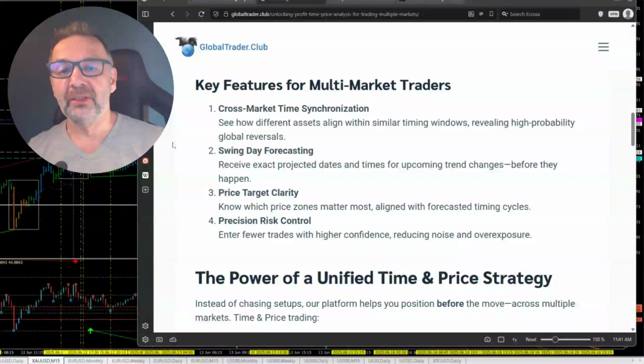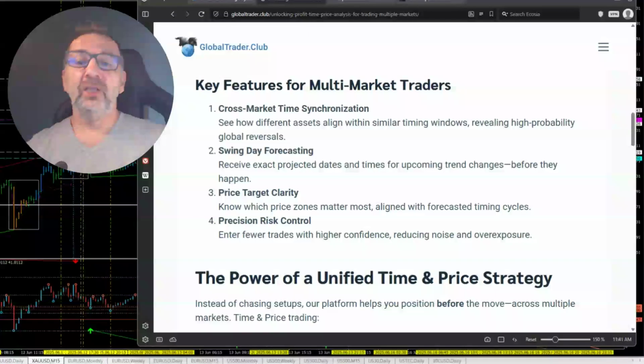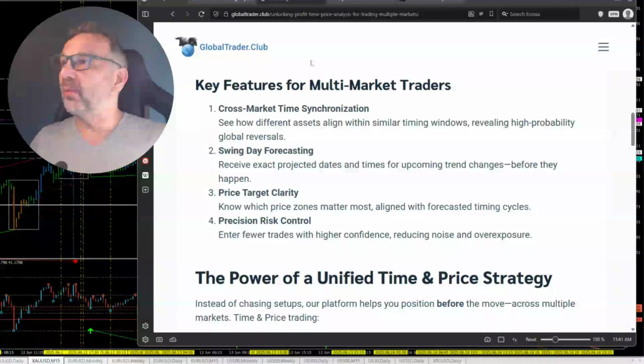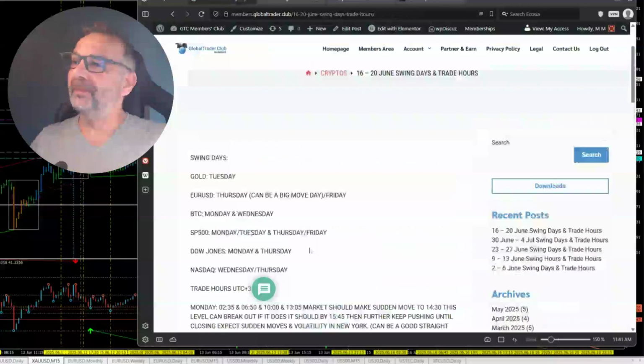Okay, like I mentioned earlier, the second thing is swing day forecasting. You've got to receive exact projected dates and times for upcoming changes before they happen. This is why what we have is pre-calculated.